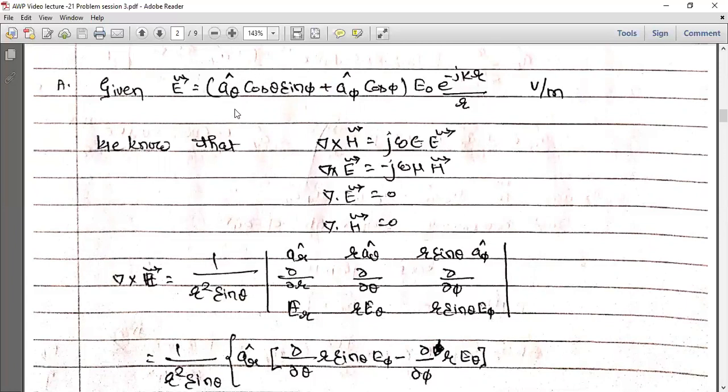If you look at this electric field intensity phasor, you can check that there is no radial component, no a_r term. What we have is just a theta component and a phi component. The theta component is cos theta sine phi multiplied by E0 e to the power minus j k r upon r, and the phi component is cos phi into E0 e to the power minus j k r upon r.